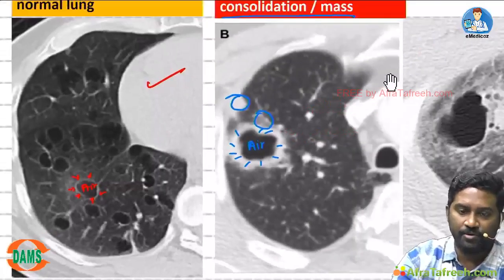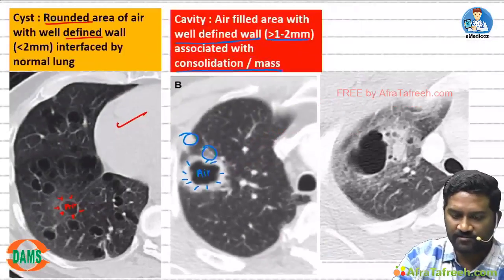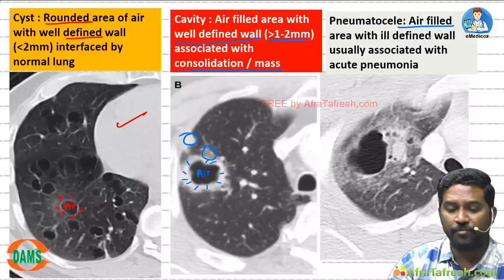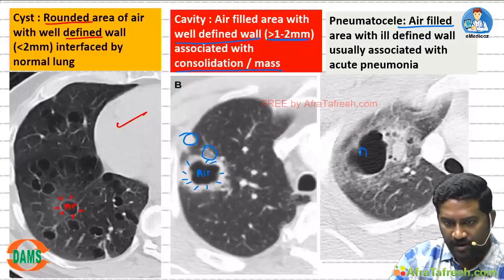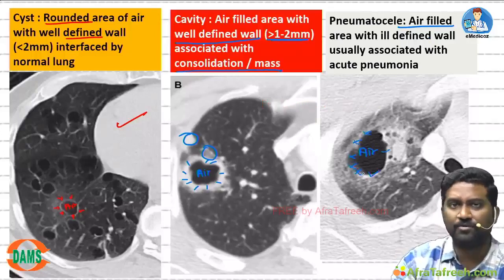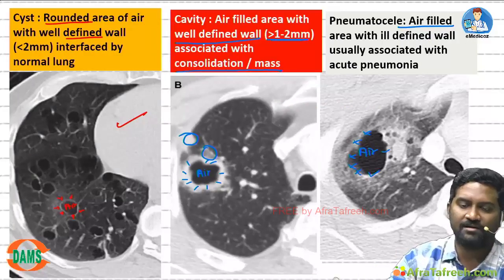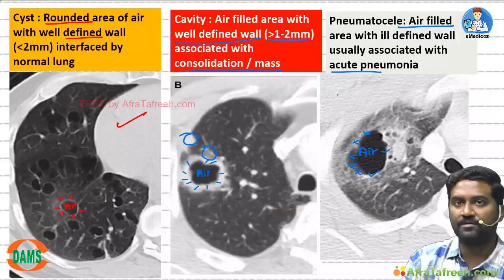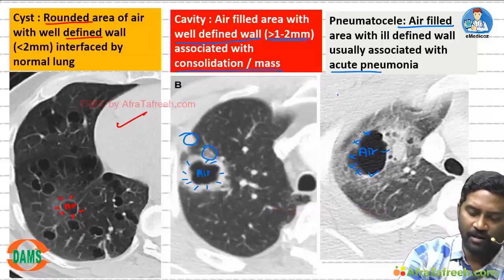Then coming to pneumatocele, the third image is pneumatocele. This is an air filled area. There is no proper wall at all. See, there is a wall up to here, but in this area there is no wall at all. It is an irregular air filled area and usually associated with acute pneumonia.